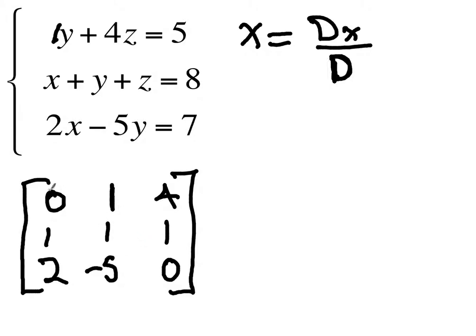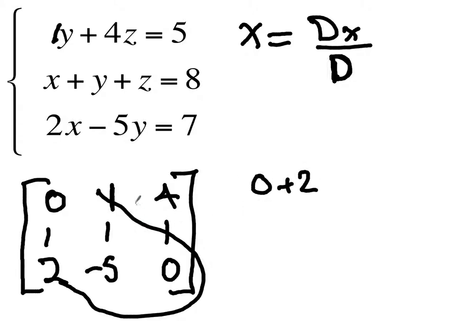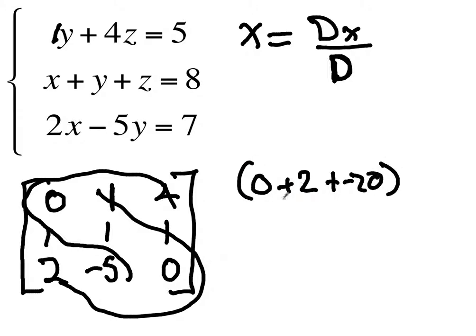Let's find the determinant. This diagonal is 0, because it has a 0 in it. The next diagonal will be 1 times 1 times 2, because it wraps around, which is 2. And then the next will be 4 times 1 times negative 5, so 4 times 1 is 4, times negative 5 is negative 20. So that's our first sum, which is equal to negative 18.